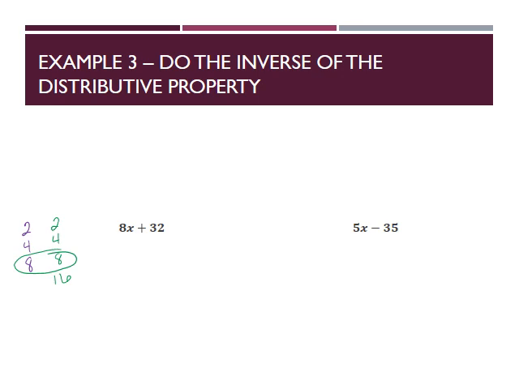So, if I pull out the 8, and then open up my parentheses, what is 8x divided by 8? That's just going to be x. What's 32 divided by 8? Well, that's going to be a positive 4.